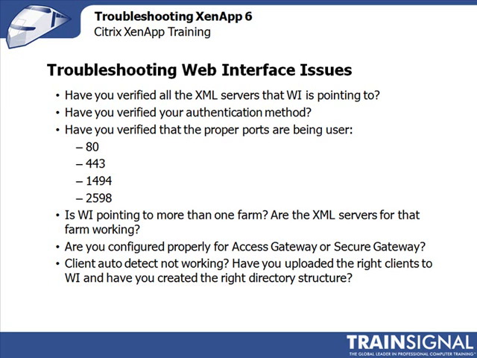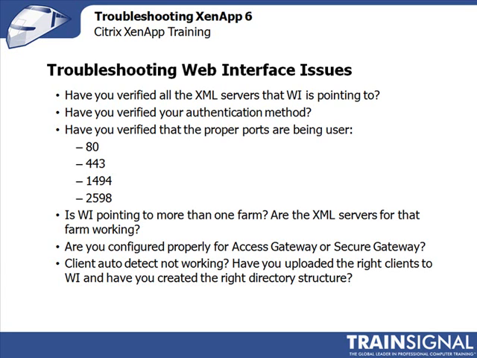Port 80 needs to be open. 443 needs to be open. 1494 needs to be open between the client and the XenApp servers. 2598 needs to be open between, again, the clients and the XenApp servers if you're using session reliability. So make sure you pay attention to all these ports that have to be available in order for that connection to be properly configured. Is the web interface pointing to more than one XenApp farm?